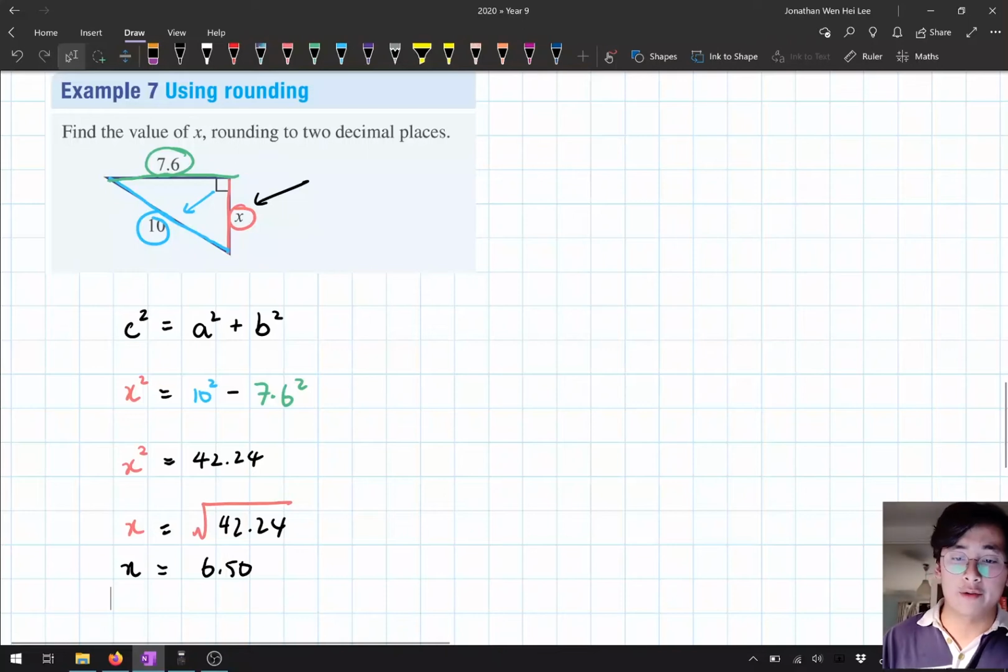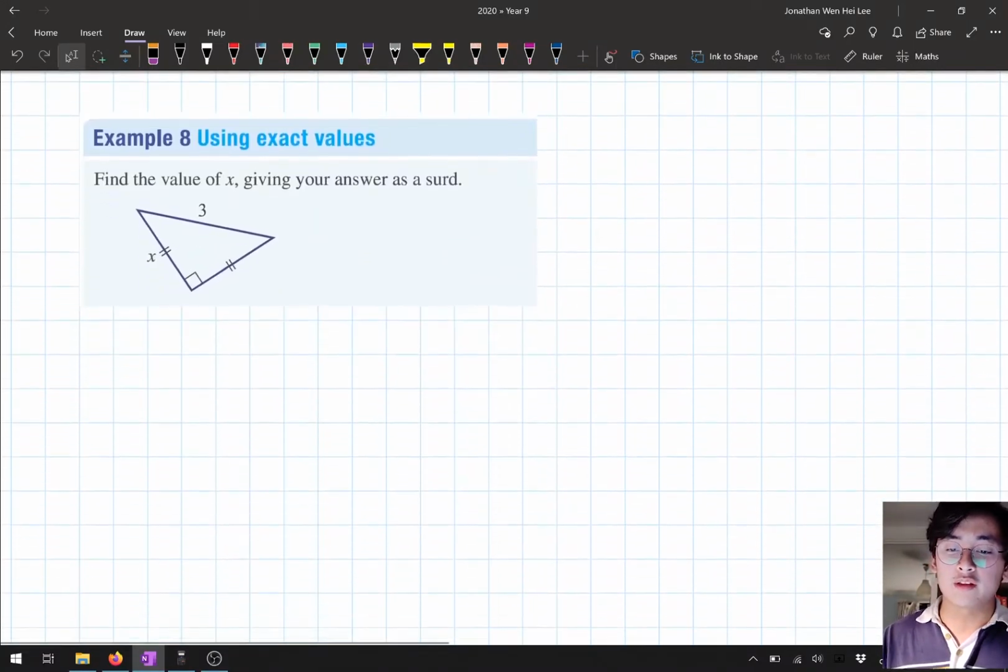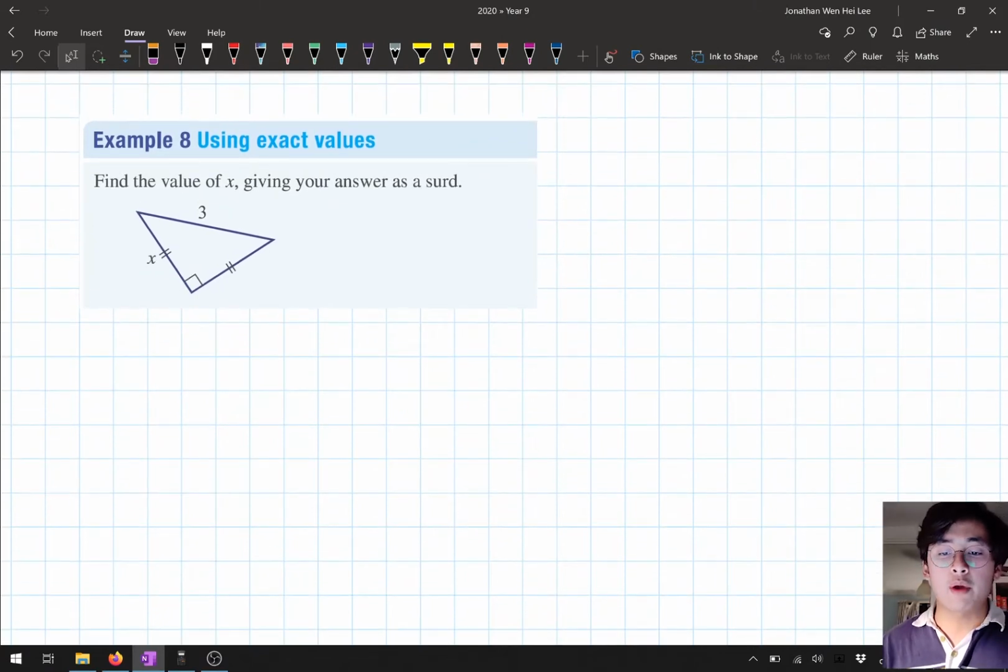What I'm actually going to do now is go through one final example, which is in your book. This is a final example where we have to use exact values. Now this one's a little bit trickier. So let's have a look. We want to find the value of x, giving your answer as a third.